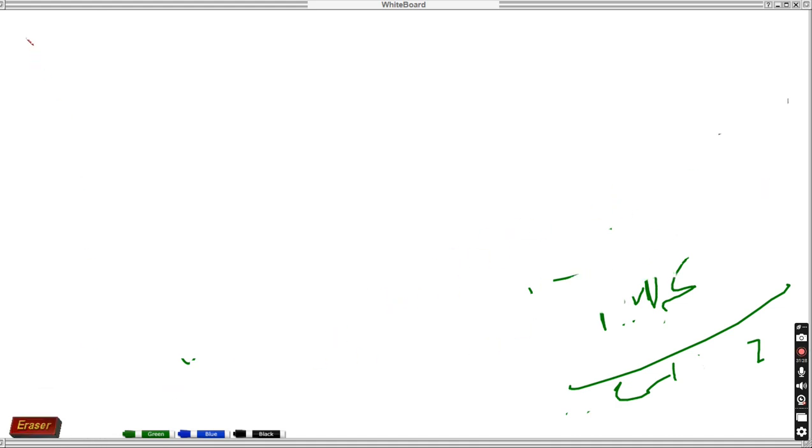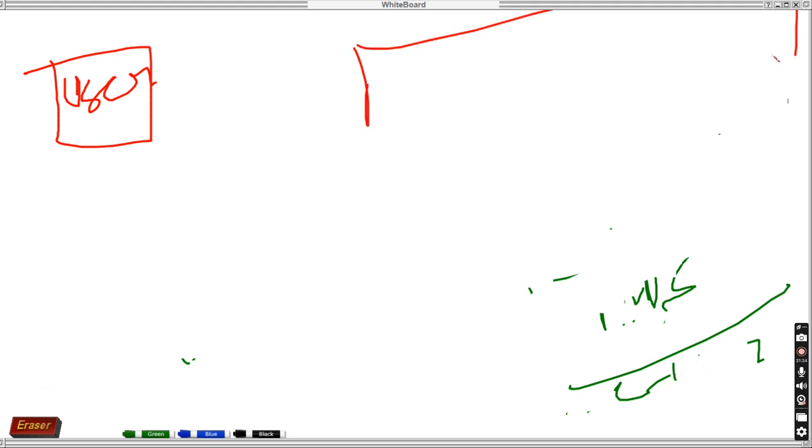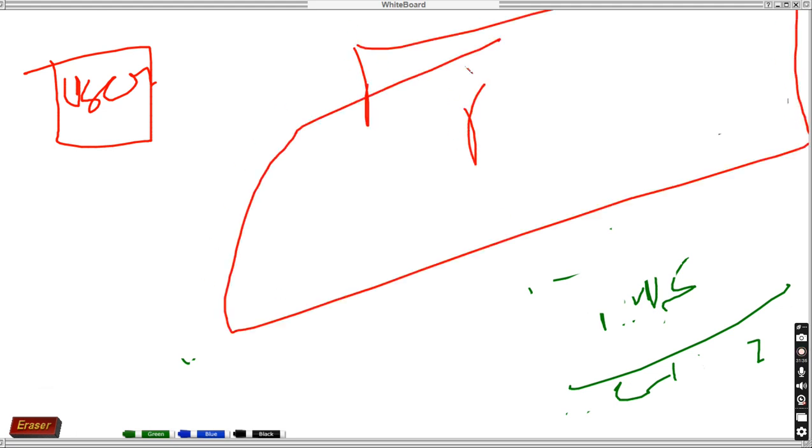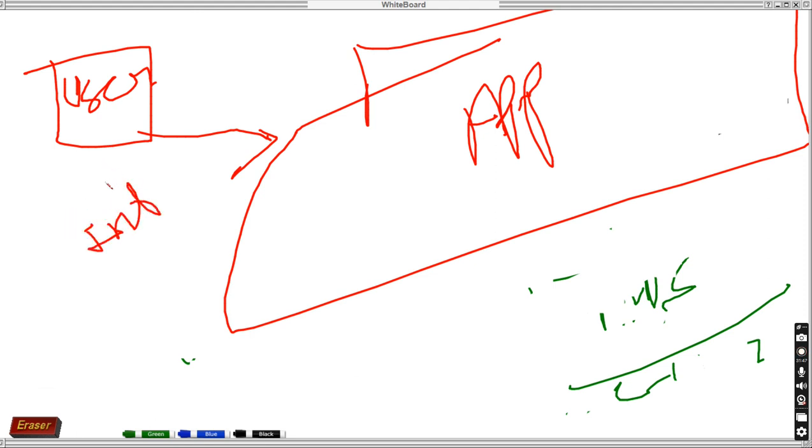Here is the user, and here are the applications. The user and applications connect through the interface. The interface can be of any type.